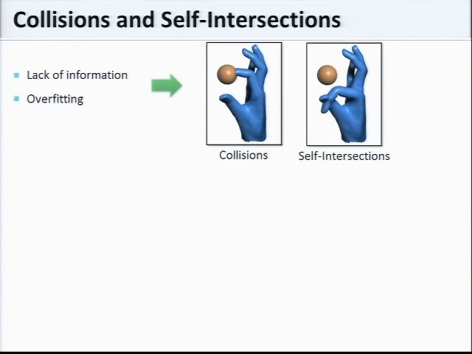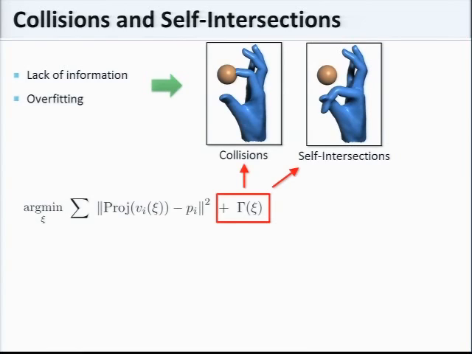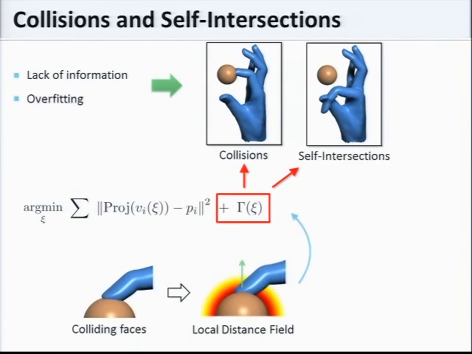However, due to lack of information or overfitting, that optimization scheme might lead to solutions like this one, which we know are not plausible in reality. To cope with this, we added an extra term to the functional to minimize, to take into account collision and self-intersection. At each iteration, we find the colliding faces, and for each pair of colliding faces, we generate a local distance field between these faces that penalizes the self-intersection. We make sure that this term is a least squares term. So the usage of distance field allowed us to have this as a least squares problem so that we can still optimize it using Levenberg-Marquardt and it's still differentiable.